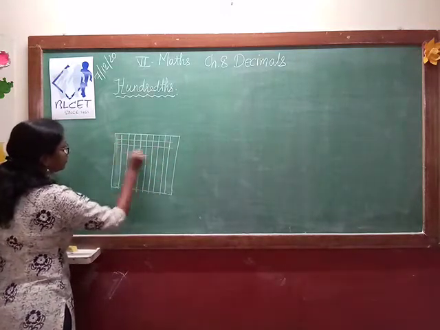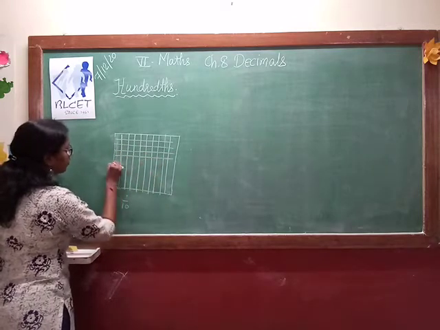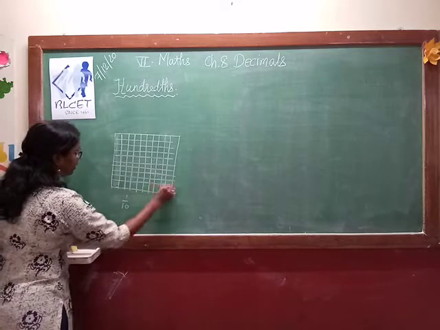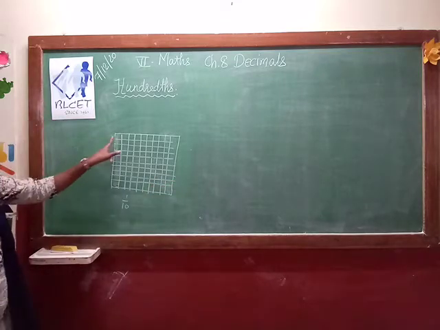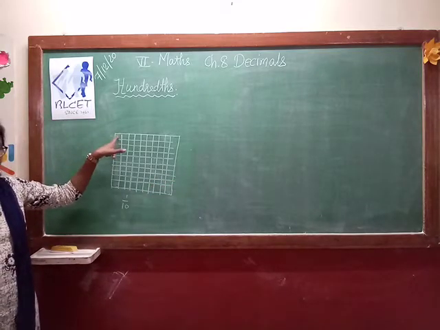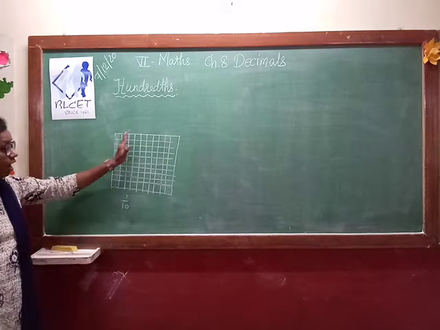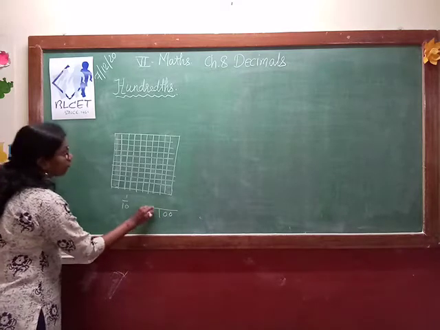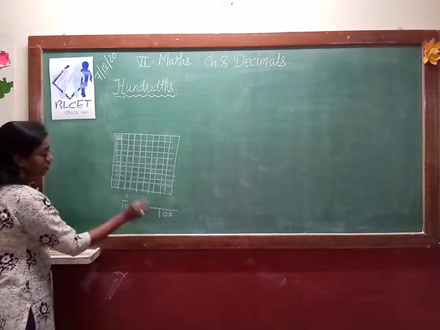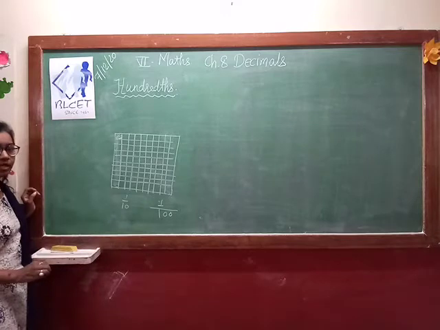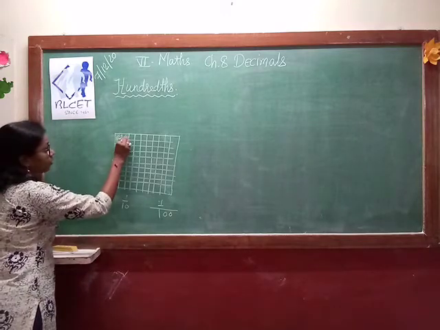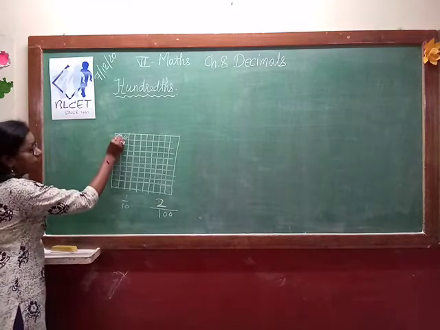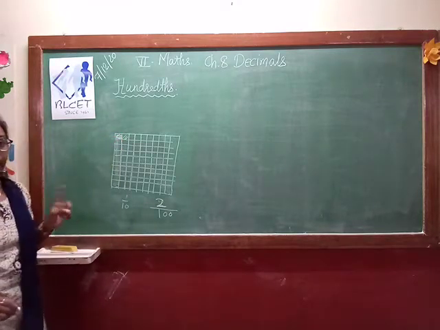Suppose the whole block is divided in this way into 10 equal parts, and again this way into 10: 1, 2, 3, 4, 5, 6, 7, 8, 9, 10. Now each one represents a small block. How many total blocks are there? 100 blocks. Out of 100, if I am shading this portion, what can you write? 1 by 100. If I shade one more, what can you say? 2 by 100.